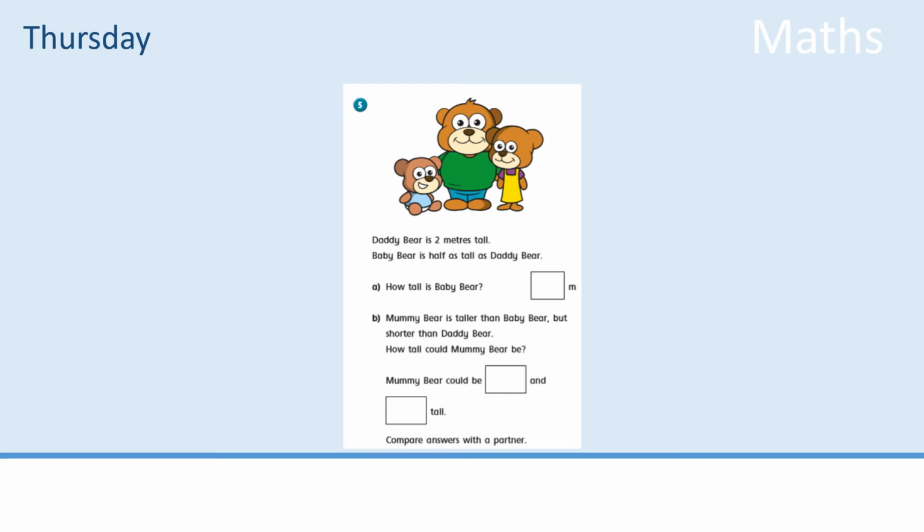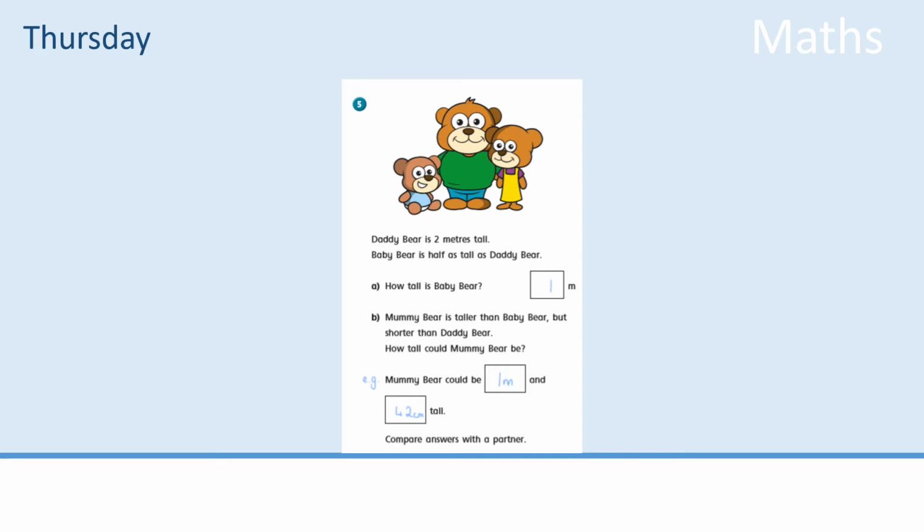So we know exactly how big baby bear is. We don't know exactly how big mummy bear is. So in a moment, you're going to pause me to figure out the height of baby bear. And once you know the height of baby bear, because it's exactly half of daddy bear and daddy bear is 2 meters, then you can have a guess how many meters and how many centimeters mummy bear is going to be. Pause me now.